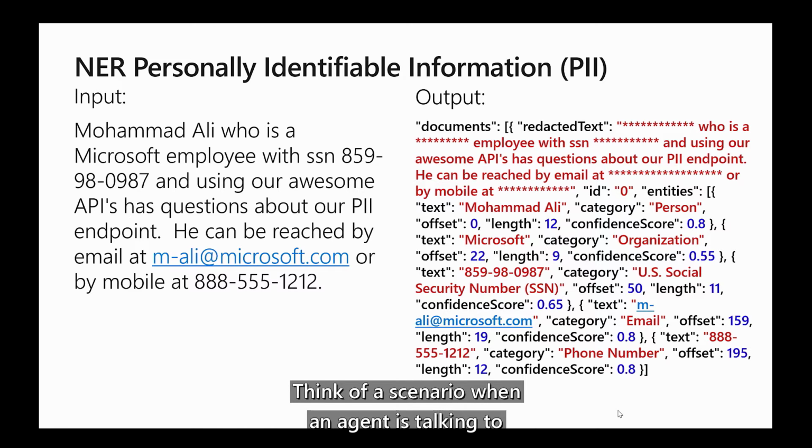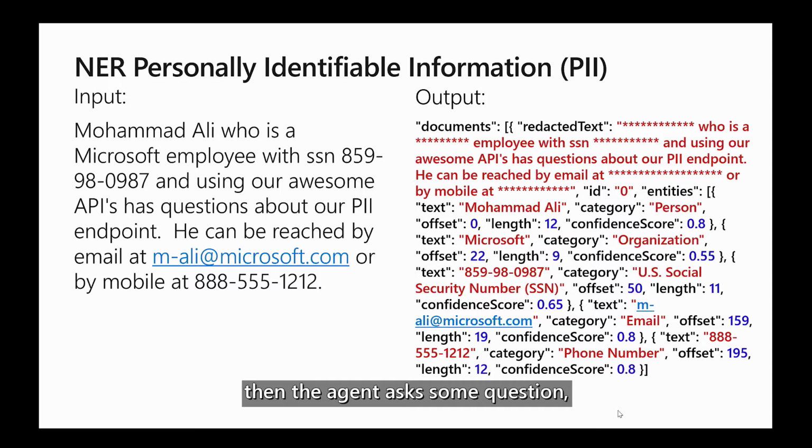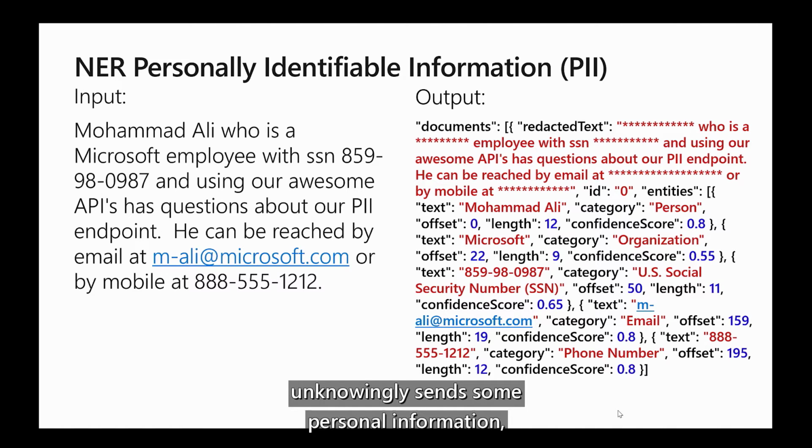Think of a scenario when an agent is talking to a customer on a chat session. The agent asks some question, and the customer knowingly or unknowingly sends some personal information, which the agent is not supposed to see. In that case, this can be redacted, and the agent would see asterisks instead of the actual information.